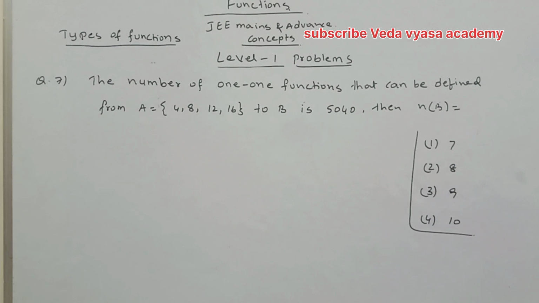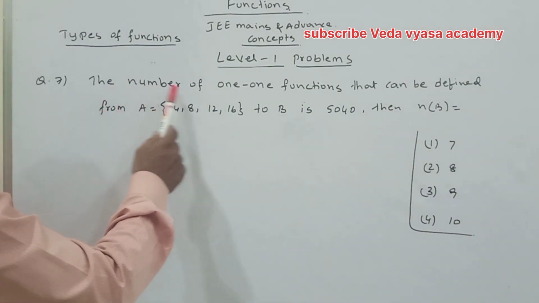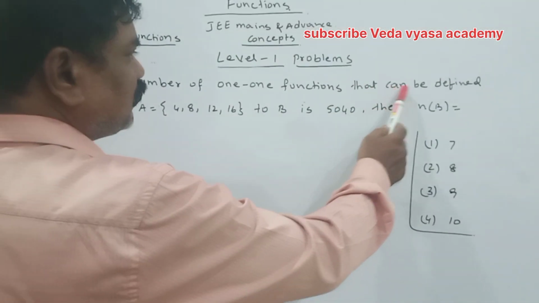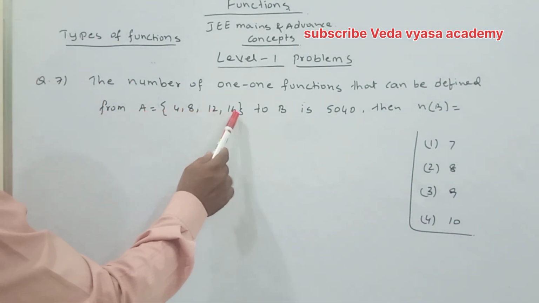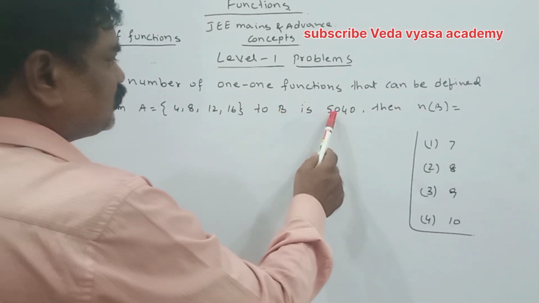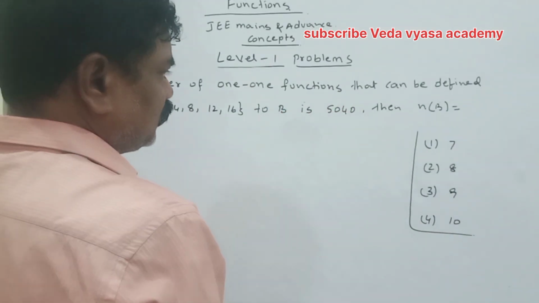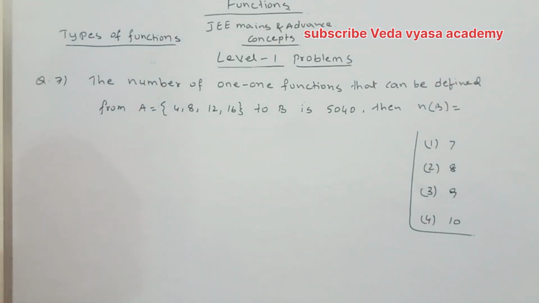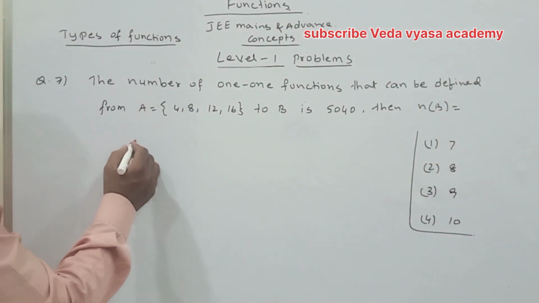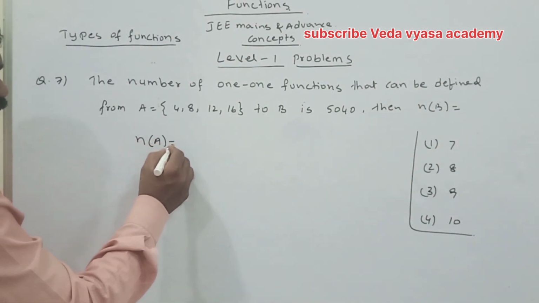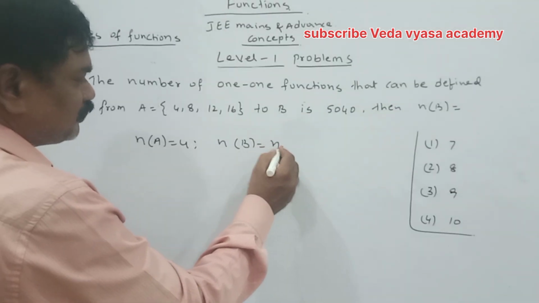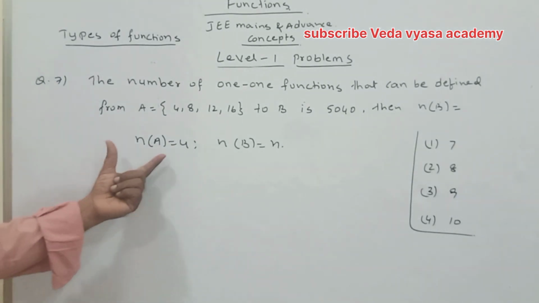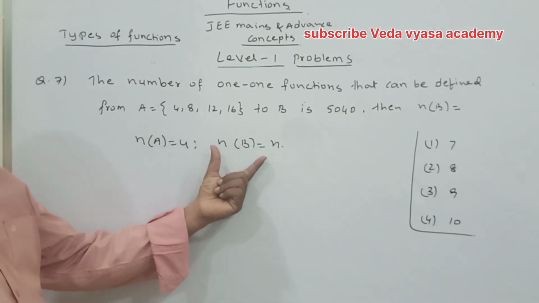Here we have the problem. The number of one-one functions that can be defined from A = {4, 8, 12, 16} to B is 5040. Then number of B is equal to? Here number of A is equal to 4. Number of B we don't know, that is n. Number of A is equal to 4, number of B is equal to n.